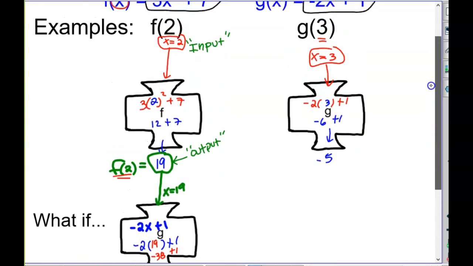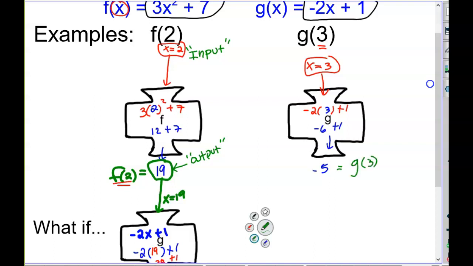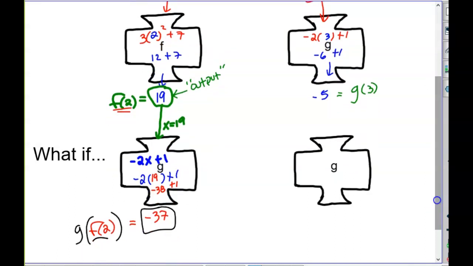So let's look at this one quick. What if I have g of 3? X equals 3 goes in, negative 5 comes out. And it's important to know that this answer is g of 3. So what if I tell you now to take this answer and plug it back into g? So I'm doing g and then g again.